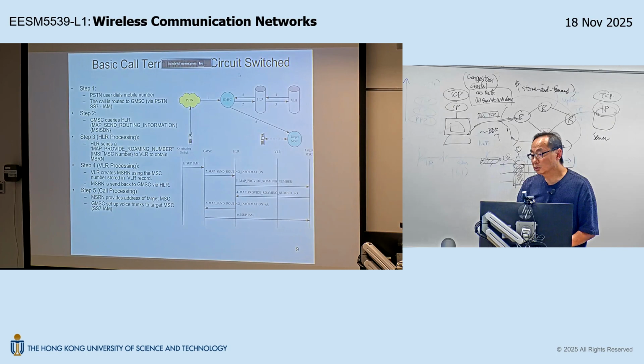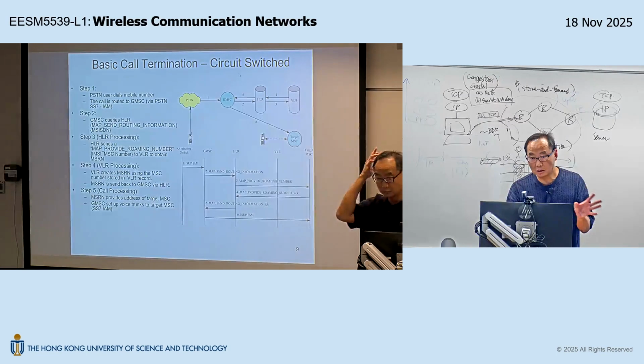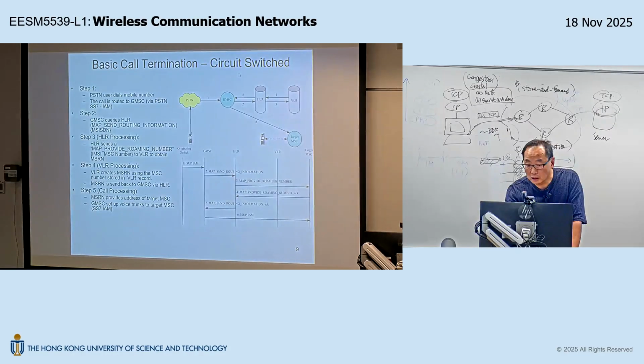Now with call termination, let's say an office number, a fixed line number, calls your mobile. Why will the infrastructure need to know where you are? So this is the office number. Let's say I call your mobile. Your mobile belongs to a certain operator. So this number will go through the PSTN, and the PSTN, examining the first few digits of your number, realizes that this number belongs to operator D. Then it will set up a trunk to the gateway mobile switching center of mobile operator D.